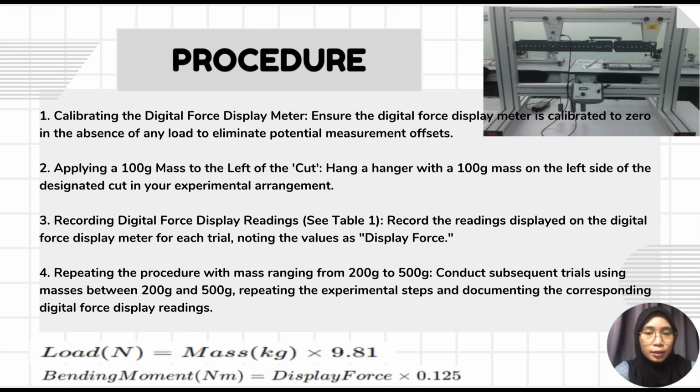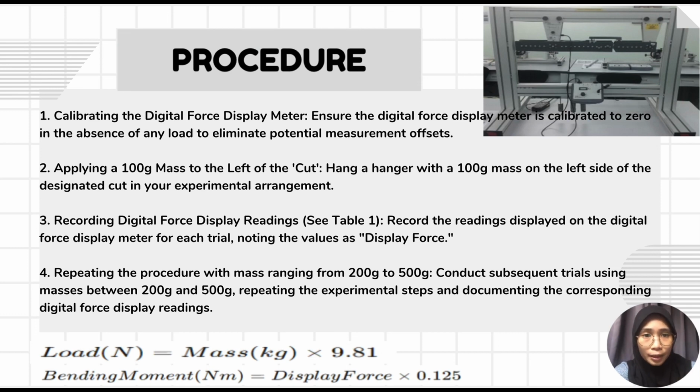For the calculation part, below you can see there are two formulas. The load formula converts mass to force, which is in Newton units. For each trial, convert the mass applied to the left of the cut into force in Newtons by multiplying it by the acceleration due to gravity, approximately 9.81 meters per second squared. This provides the applied force in Newtons.